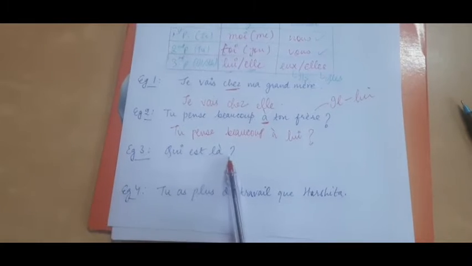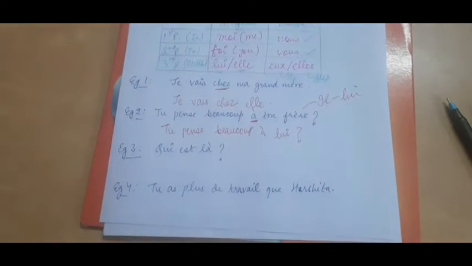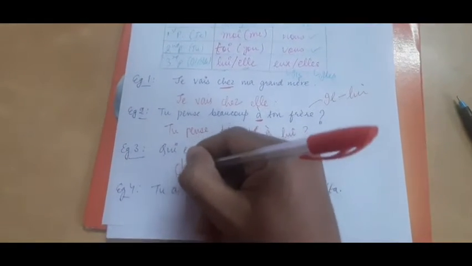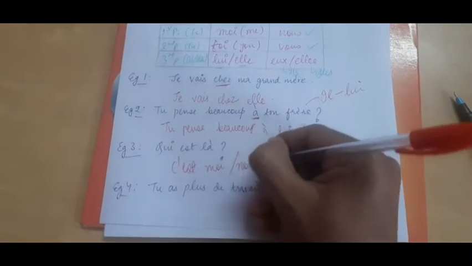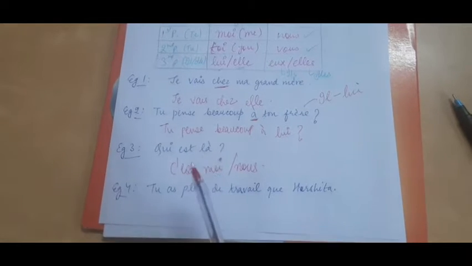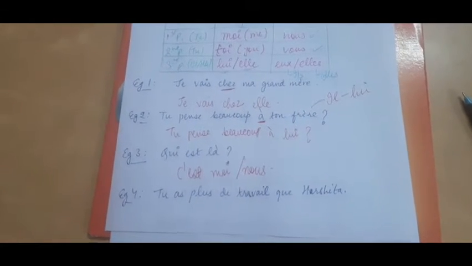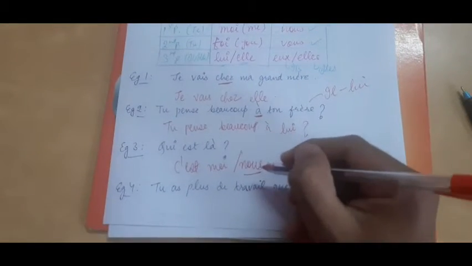Next, qui est là? Who is there? So we answer in French, I am here. That is, this is me. So I'm going to say, c'est moi or nous. Okay. Why did we use moi? Because who is there? If somebody asks, will you say it is me or it is somebody else? You'll obviously take your own name, right? So say moi. Or if you are with a group of people, then you'll be saying nous.